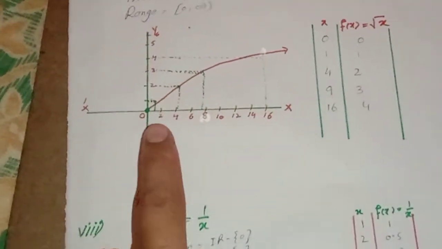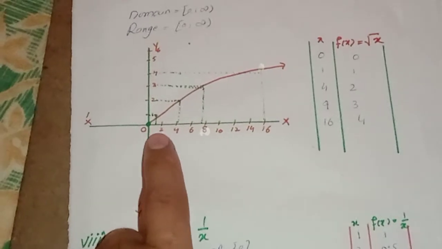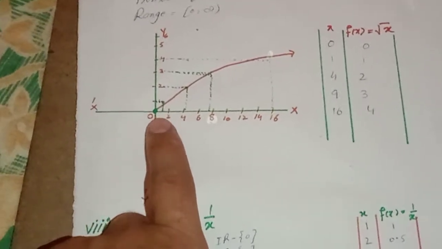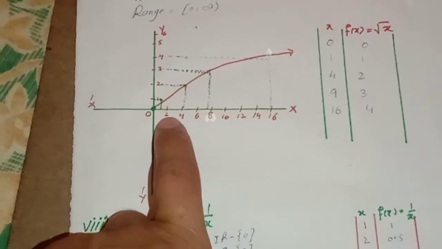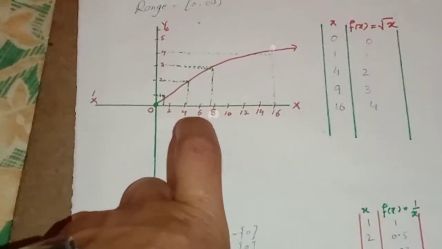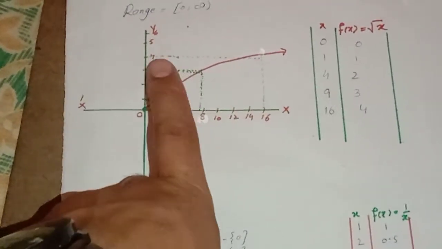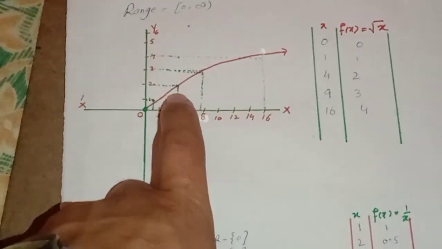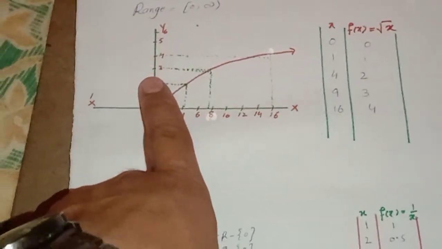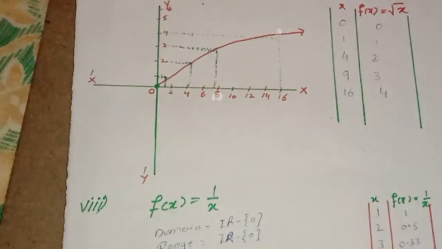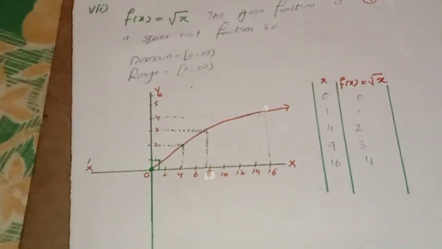So let's focus on the graph. When we put 0, it will give us 0. When we put 1, it gives us 1. When we put 4, it will give us 2. When we put 9, it will give us 3. When we put 16, it will give us 4. So this is the graph of the function f(x) equals square root of x.